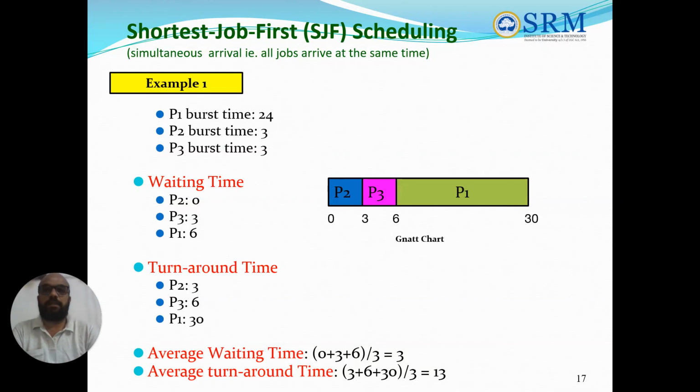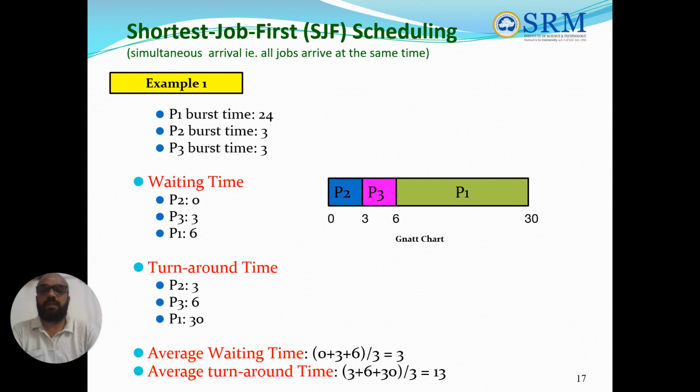Next, we'll discuss the second scheduling, which is shortest job first. In the previous video, we discussed the first come first serve scheduling and its advantages and disadvantages. Now, the second scheduling is shortest job first. And we saw the example.